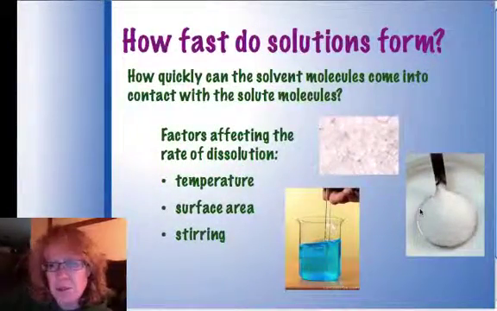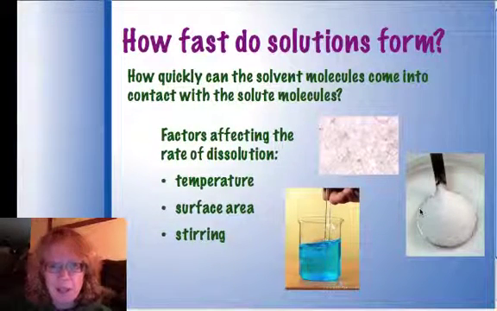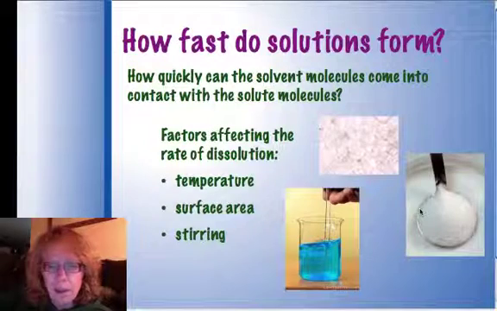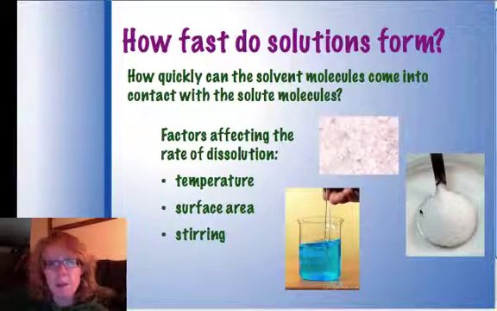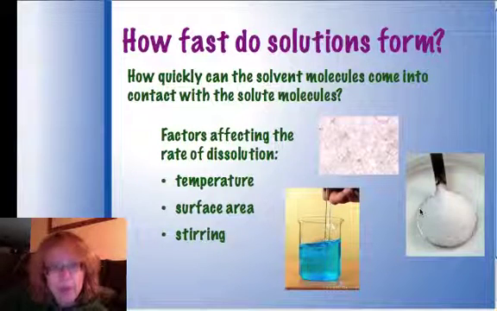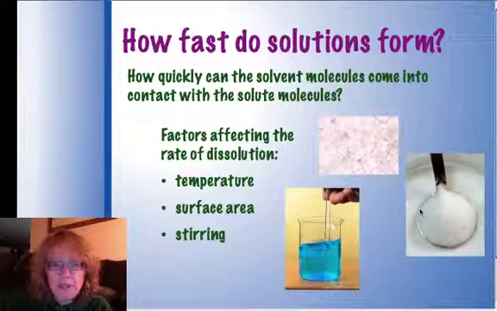How fast can solutions form? You probably know some of this from your daily life. If you want to make something dissolve, there are a couple of things you can do. Number one, and I already mentioned this, temperature. If you want to make something dissolve faster, you heat it up. Sugar dissolves faster in hot water than cold water. Not only can more dissolve, but it does dissolve more quickly.